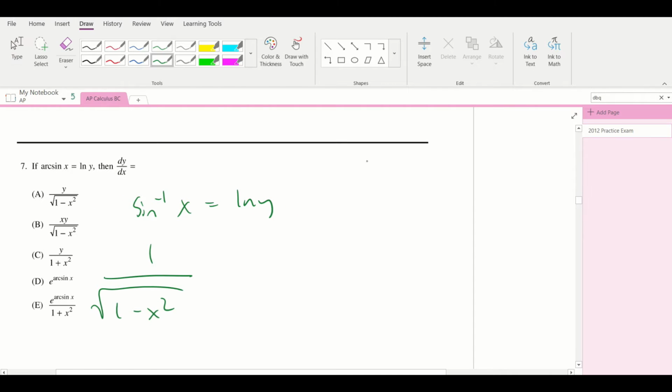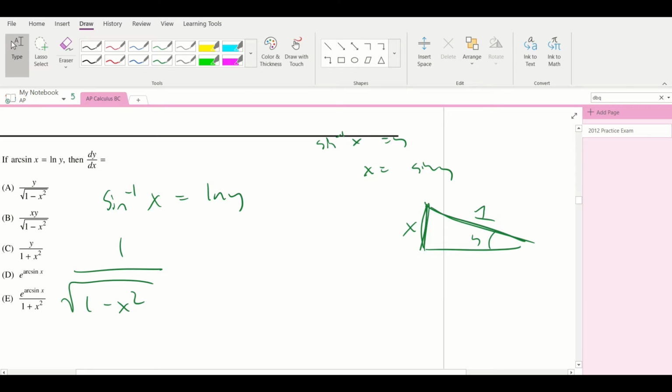Since the inverse sine of x equals y, that means x equals the sine of y. So if you draw a triangle here, this angle equals y and the hypotenuse is equal to 1, this side is x, because sine of y is just x over 1. Sorry, my bad, this comes later.